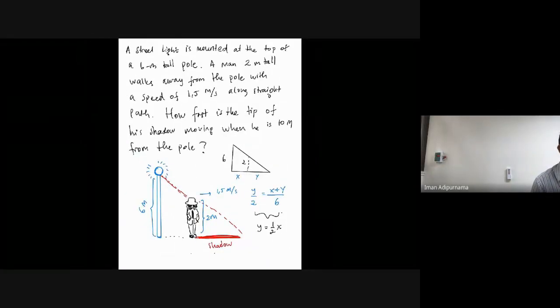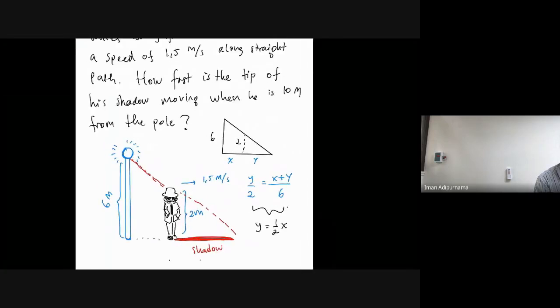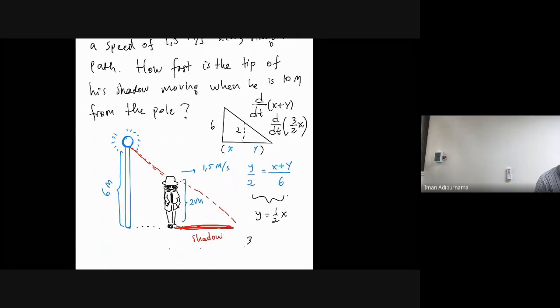Okay, and then what do we do now? Because our distance is x plus y, what we do is we just differentiate x plus y. And y is just half x. So we differentiate 3 over 2 x, and then we get 3 over 2 times dx/dt.